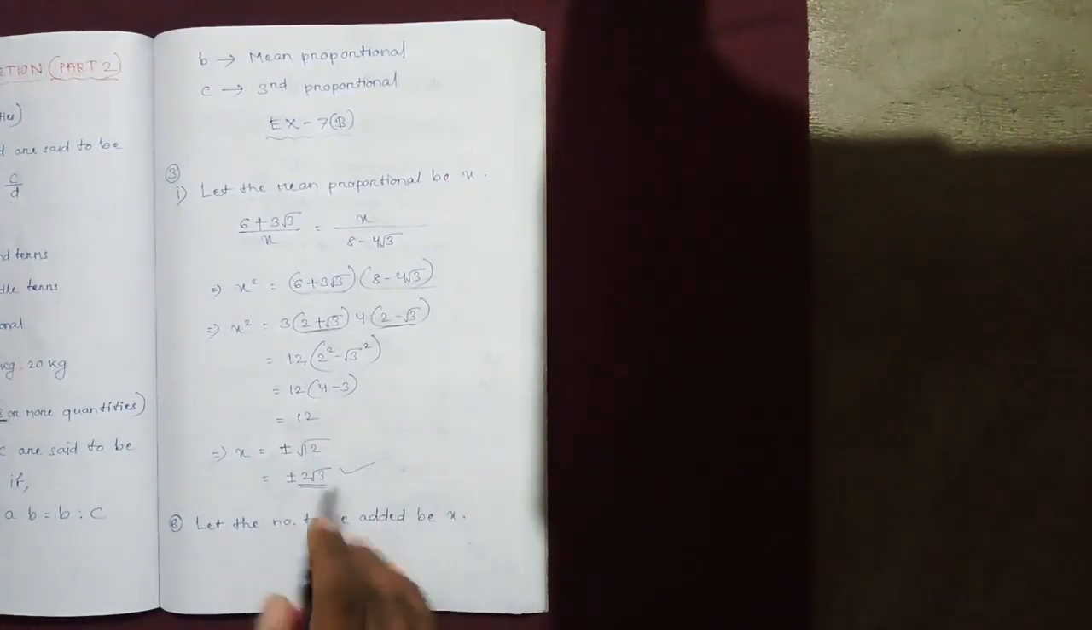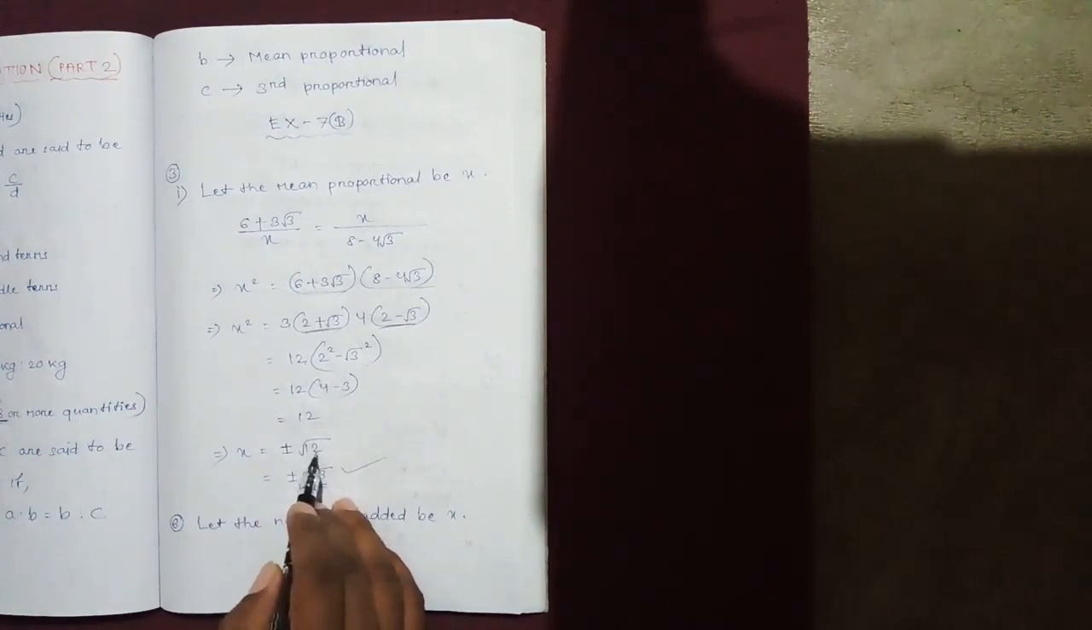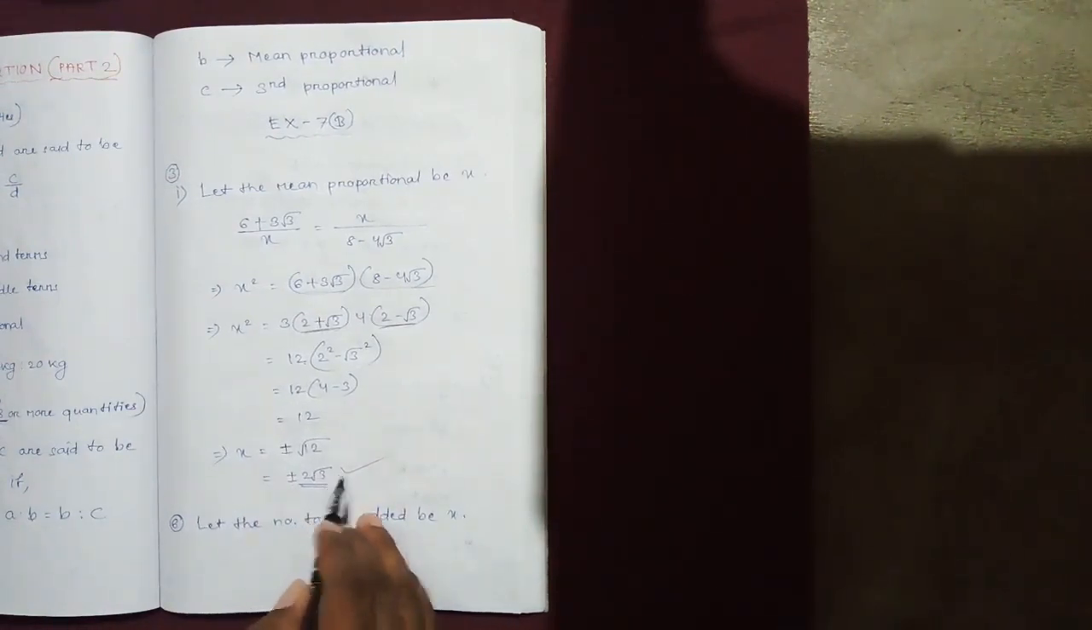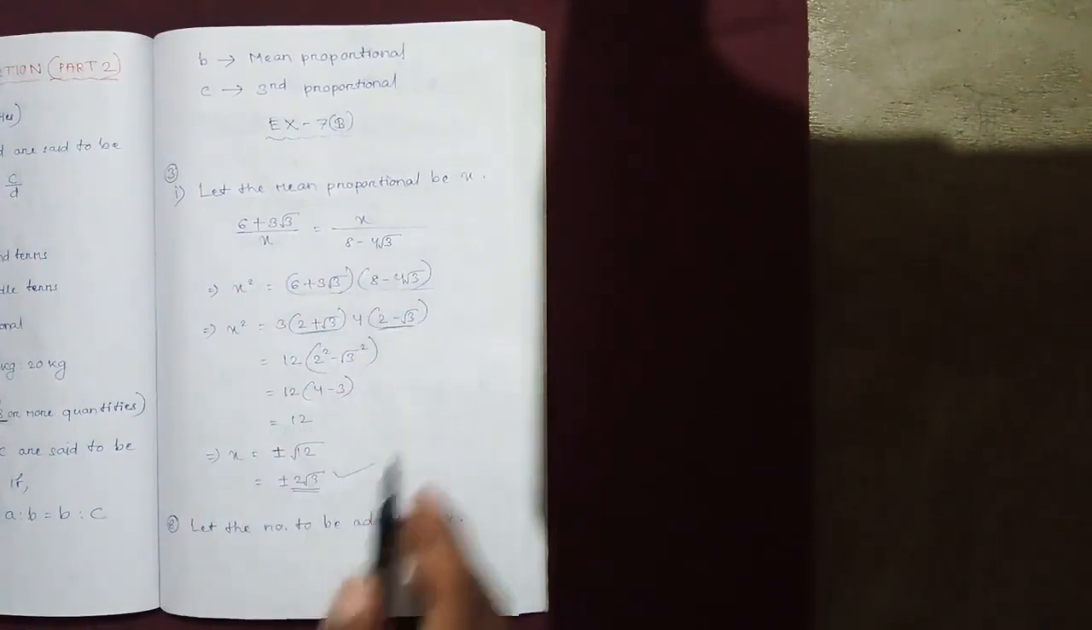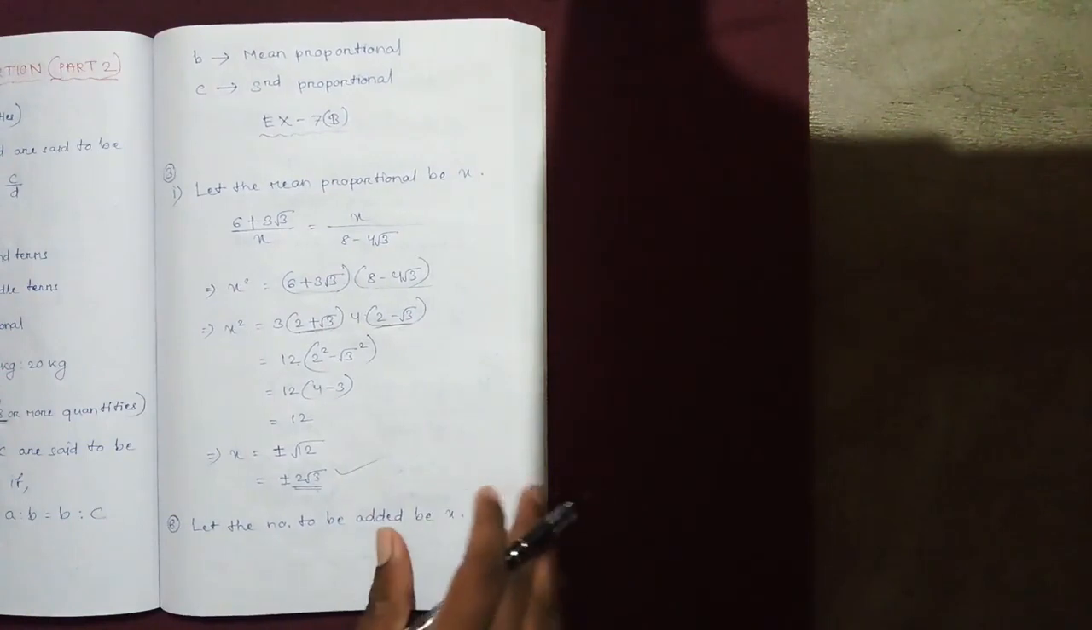X square is equal to 12. X is equal to plus or minus root 12, or plus or minus 2 root 3. So this is the value. So the mean proportional between these two numbers is 2 root 3 or minus 2 root 3.